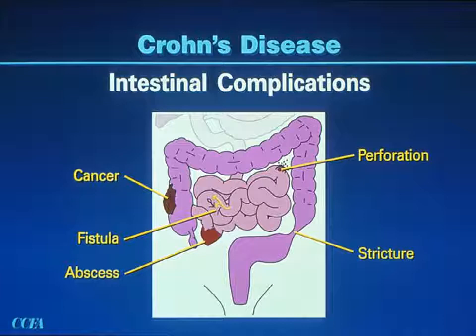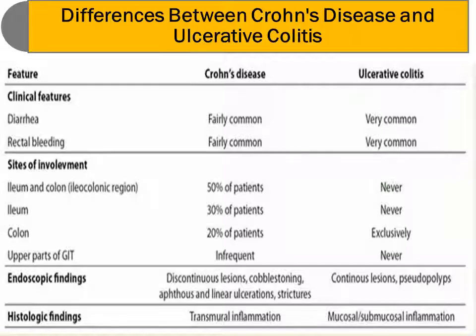Now, these are the intestinal complications. Here are the fistula, stricture, perforation, abscess formation, and lastly the cancer. So fistula and abscess formation are more in Crohn disease than ulcerative colitis. Now, we will chart out the differences between Crohn disease and ulcerative colitis: the clinical features, the sites of involvement, the endoscopic findings, and the histological findings.